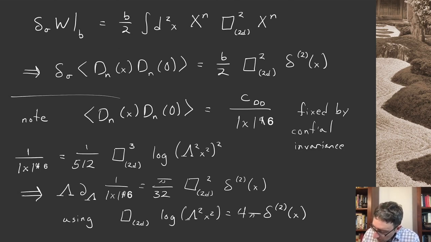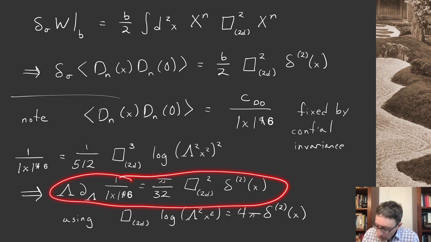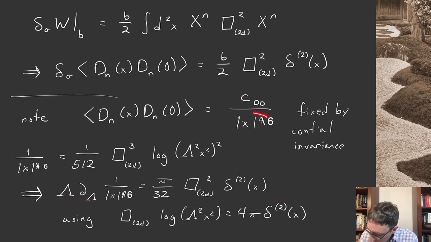And so now we're basically done, because we have a way of introducing or identifying some scale dependence in this correlation function. People often talk about how at x equals 0 it's not well defined, there's an infinity, that you need some way of regulating it. And this is a sort of partial way of regulating it by introducing this lambda.